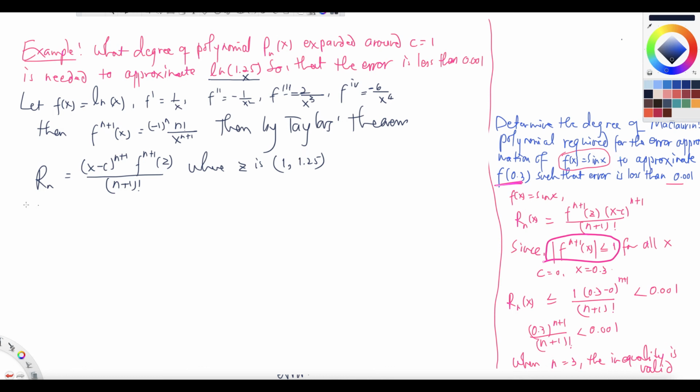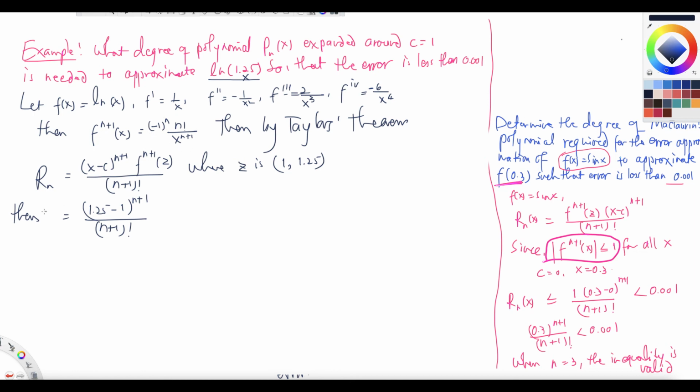Then what we want to do is find the error of approximation when we are approximating the natural log of 1.25. So what do you get if x is 1.25 minus c is 1, to the n plus 1, divided by (n plus 1) factorial? So what is f^(n+1)? You just plug in that value for g.